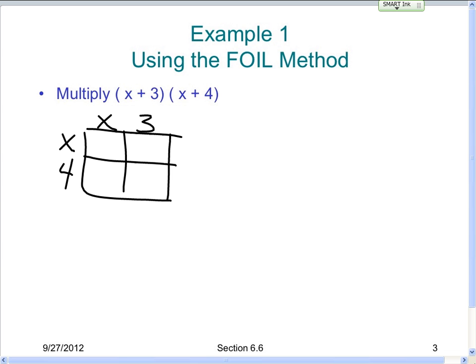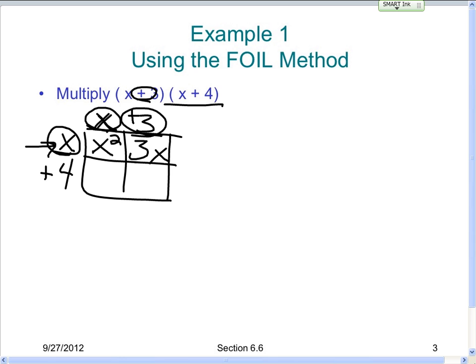So this is x plus 3, so I have an x and I have a positive 3. And this is x plus 4, so I have an x and a positive 4. Now when I multiply using the box method, I have to multiply the x times the x. x times x is x squared. I've got to multiply the x times the 3, and x times 3 is 3x. Now the bottom row, I now have 4 times x, and 4 times 3 is 12.